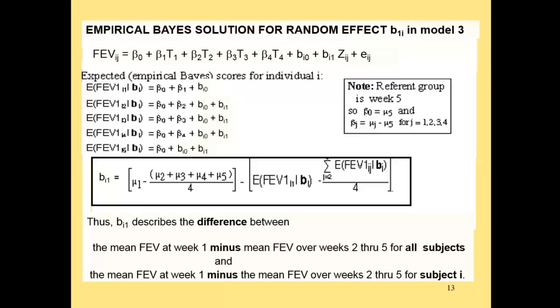Okay? So what that means is that when you look at an estimate of BI1, what you're looking at is whether that change from week 1 to weeks 2, 3, 4, and 5 average is, for a given subject, more than the population average for that change, or less than the population average for that change, or pretty much the same. So if you get a positive slope, that person experienced a greater change from week 1 to weeks 2, 3, 4, and 5.